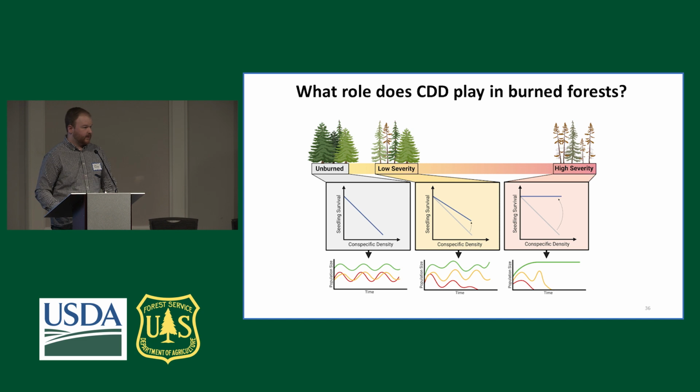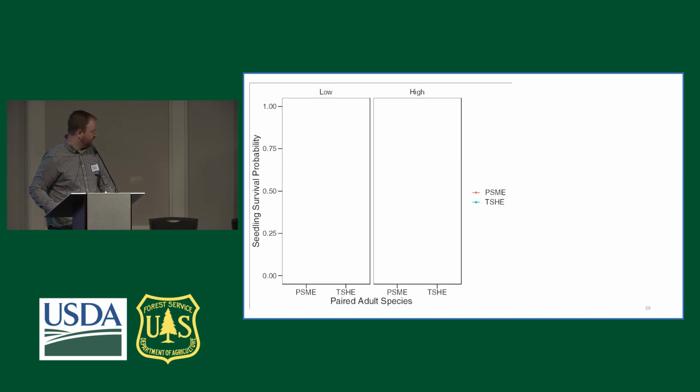But we think that as we increase burn severity, we decrease the role of CDD in the environment. This is primarily driven by natural enemies, species-specific natural enemies like pathogens and herbivores that aggregate around densely located individuals. And so as the fire comes through, we think we probably neutralize this negative effect, but we don't know. And so that's what we're looking at today.